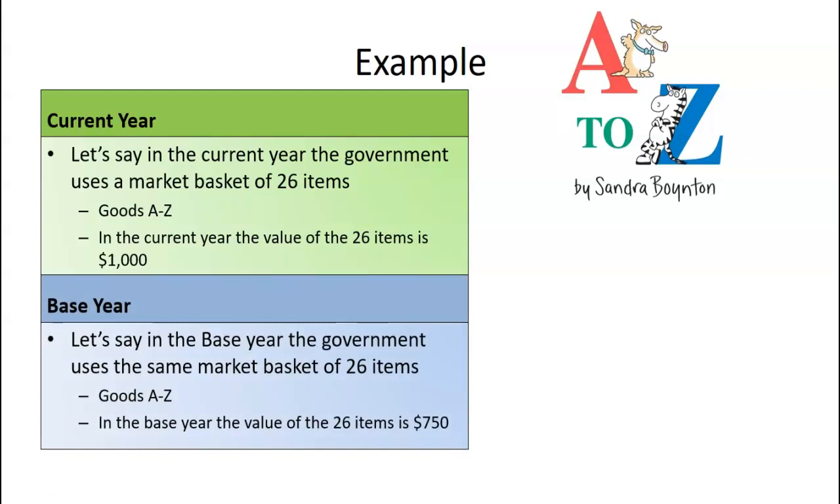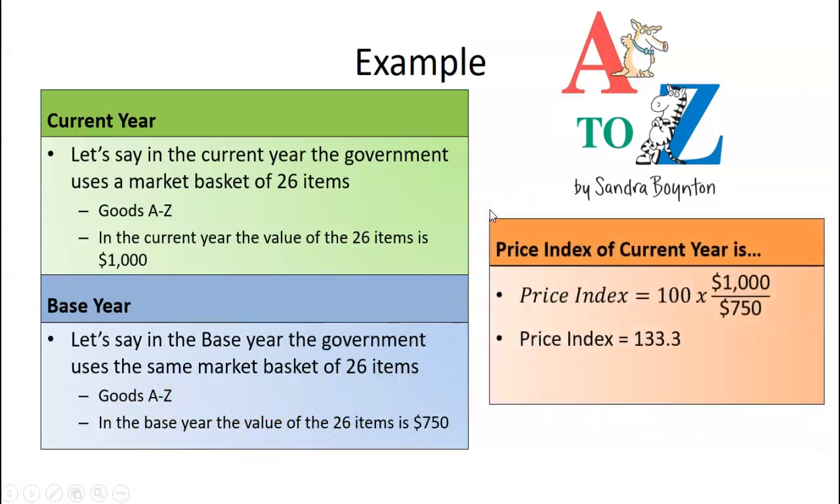In the base year, that same 26 item market basket, so again, you want to have the same 26 items, A to Z, A to Z. In the base year, the value of those items was $750. So what's the price index?